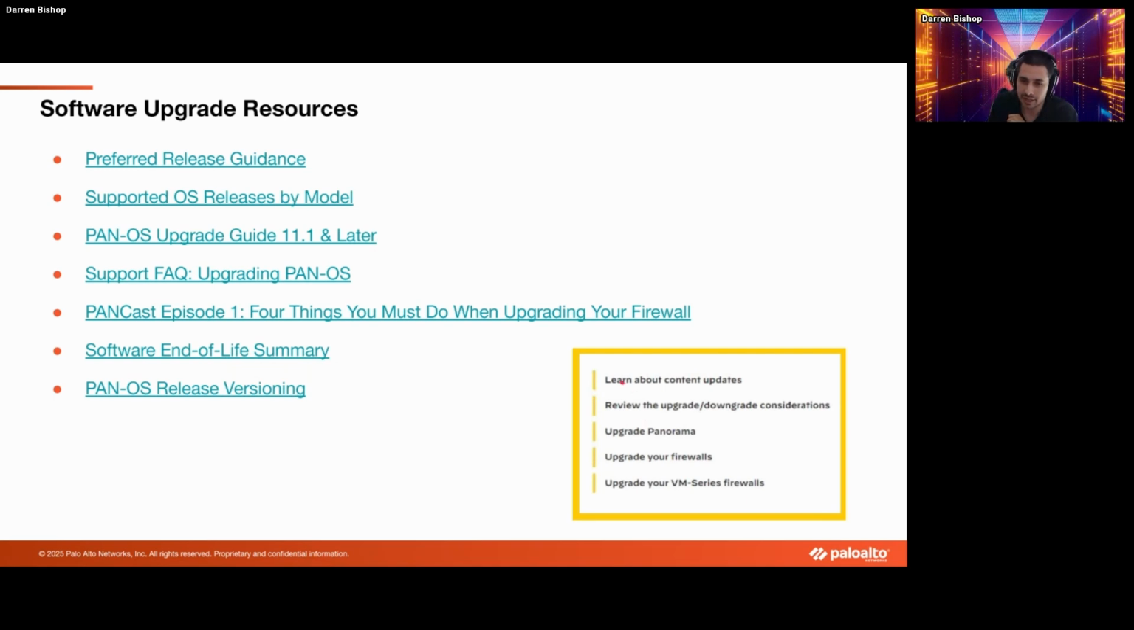A side note here is under the tech docs, when you click on review the upgrade and downgrade considerations, it'll give you a nice list of things to consider. Some of those I already mentioned in the previous slide. But this one here, upgrade your firewalls, will actually give you a step-by-step upgrade path. So if your firewall's running 10.1 and you want to get to 11.1, and you want to understand what hops are necessary to complete that upgrade, simply clicking on this button here will give you the exact steps to go from 10.1 up to 11.1. So a really useful resource.